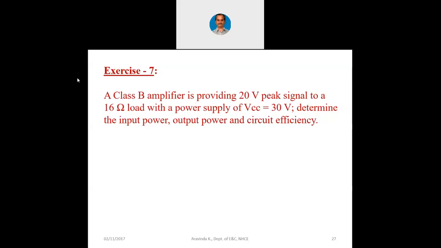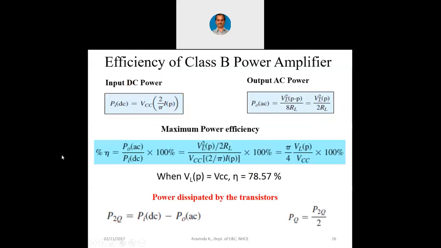I hope you have noted down. Let me go to the first slide now. I will show you the formula. Now find out the DC power. You have this VP which is 20 volts and you have this RL 16 ohms. You can easily find out IP. V by R, 20 divided by 16 is the peak current. Peak current and VCC is given 30 volts. Peak current into 30 volts into 2 by pi, that is going to be the DC power.